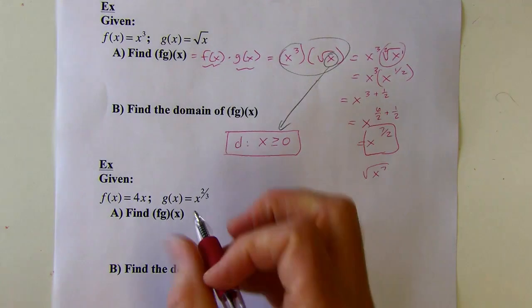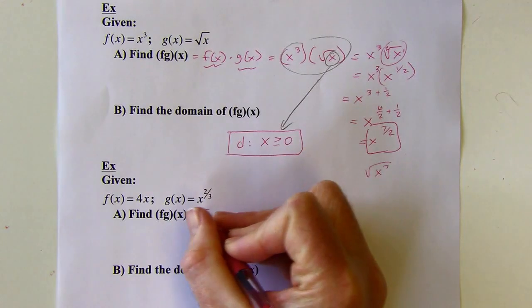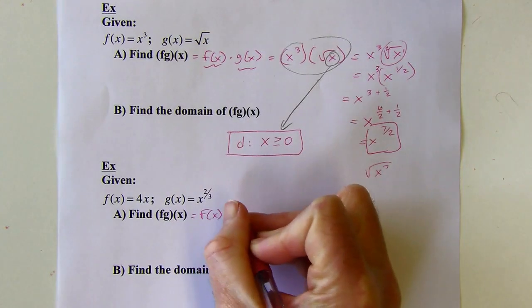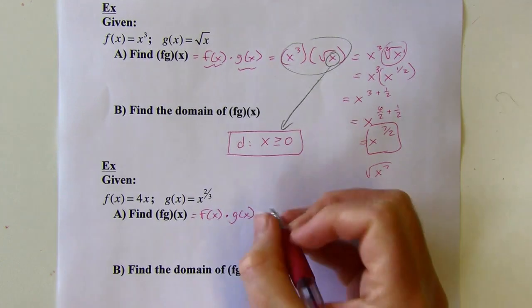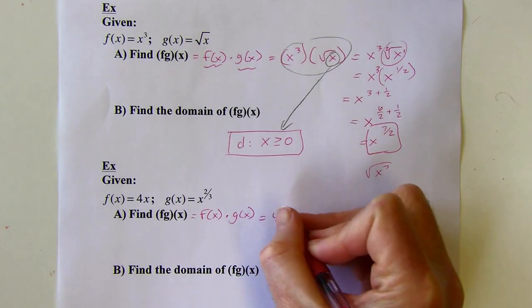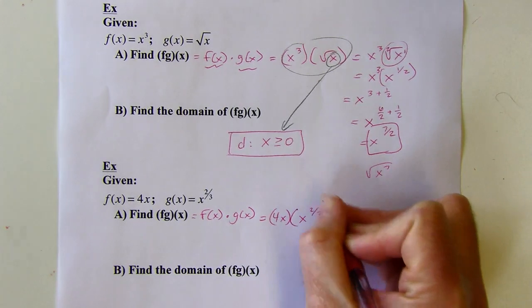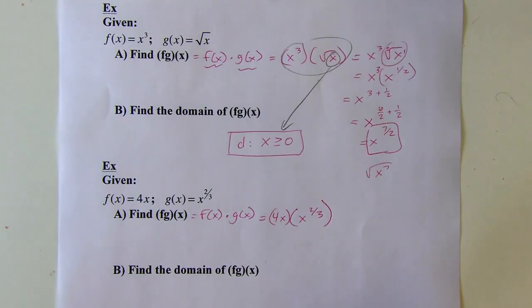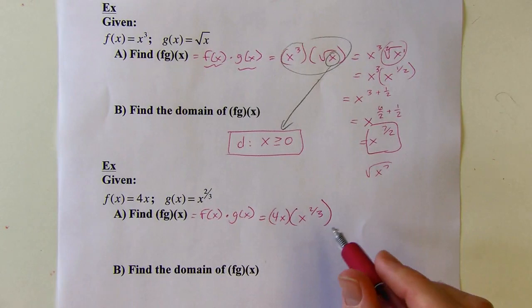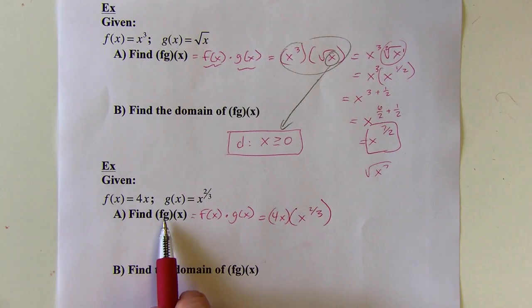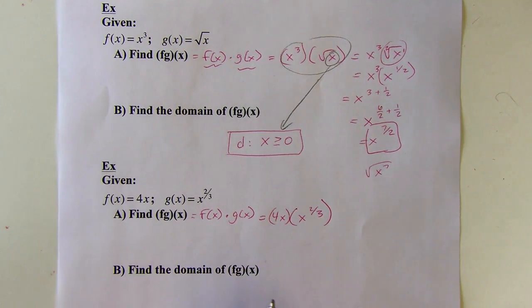So again, we're multiplying the two functions together. Okay, f of x is 4x here, and g of x is x to the 2/3. Okay. So let's write this. I think I wanted to have division here, but oh well, that's okay. If it was division, you would just write it as a fraction and simplify it.